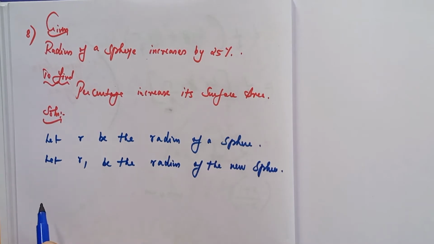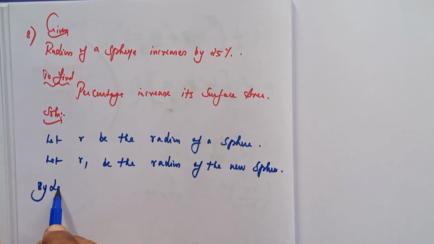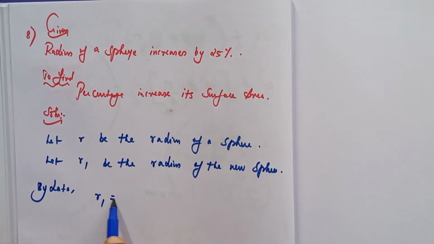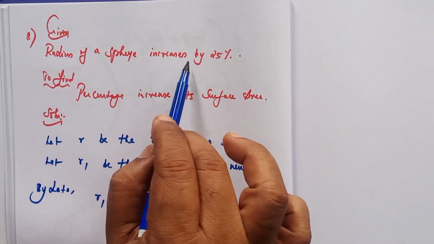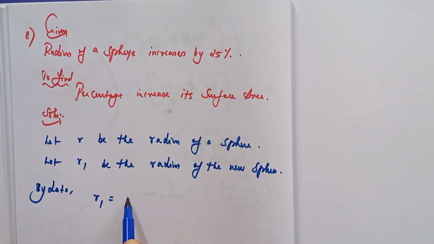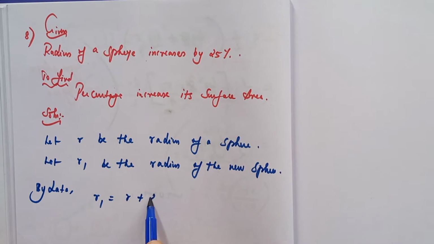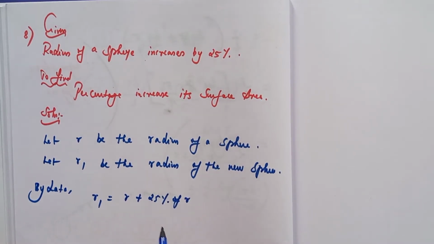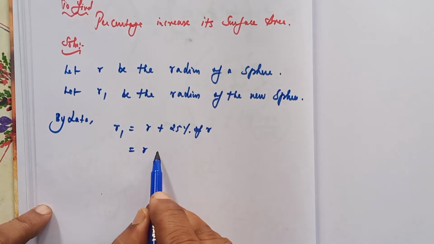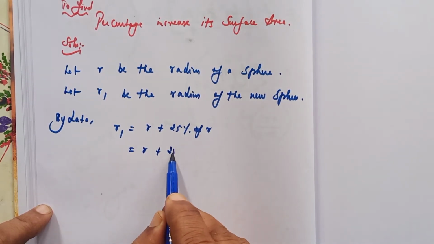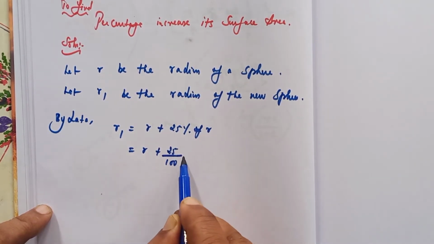So by data, R1 equals, what is given here? Radius of the sphere increases by 25%. See, original radius and it increases by 25%, 25% of the original radius. So increases means you have to introduce a plus symbol. That is equal to original sphere radius plus 25% means 25 by 100 into R.